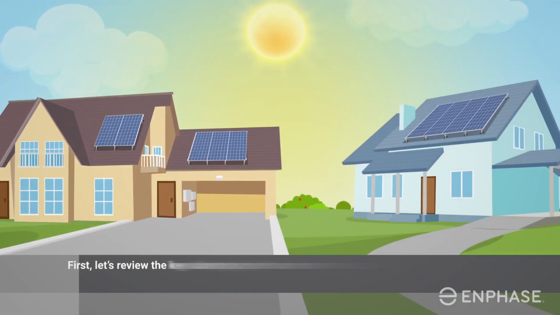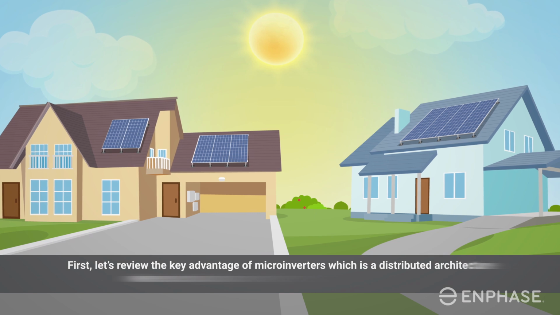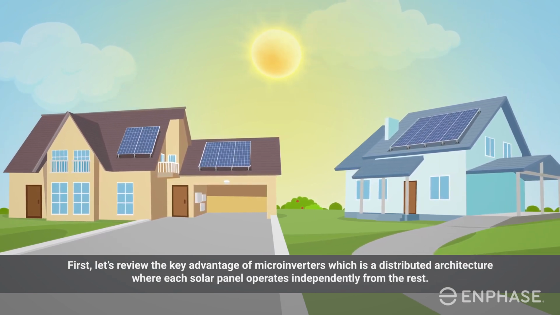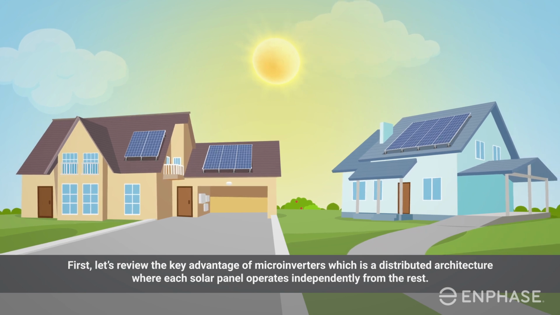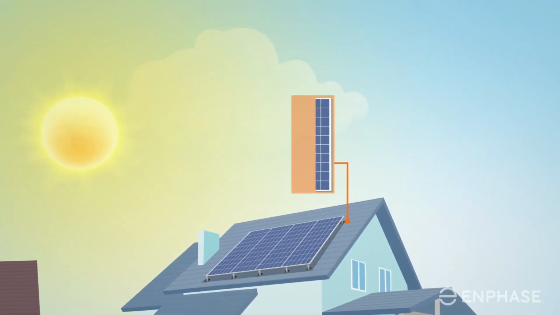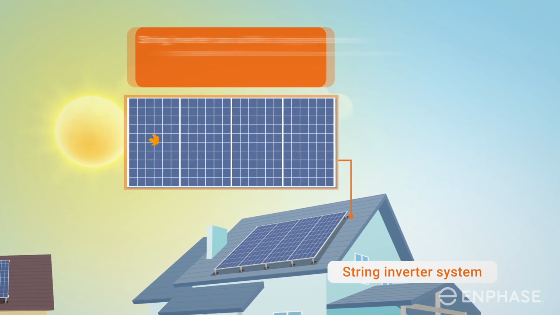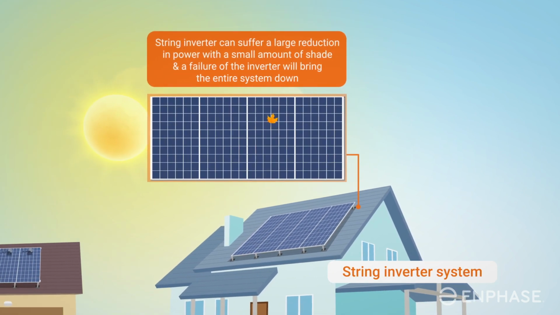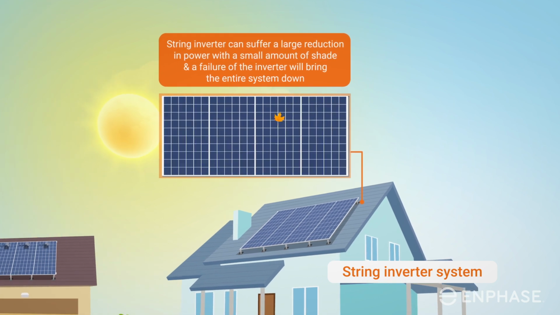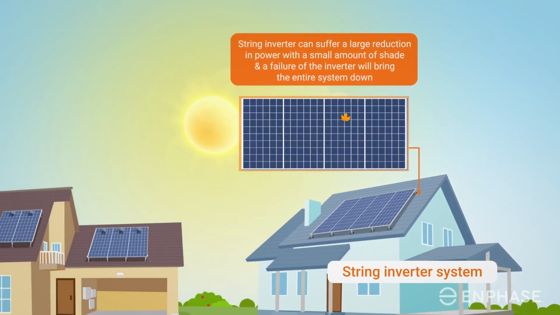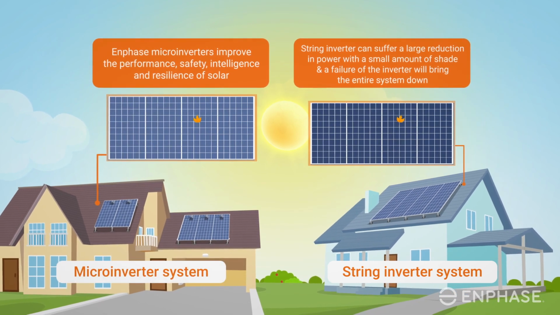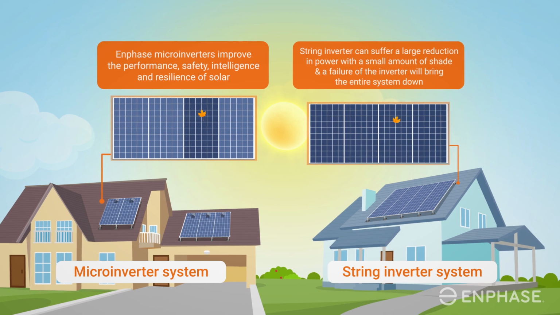First, let's review the key advantage of microinverters, which is a distributed architecture where each solar panel operates independently from the rest. A system with the alternative centralized technology with a string inverter can suffer a large reduction in power with a small amount of shade, and a failure of the inverter will bring the entire system down. Enphase microinverters improve the performance, safety, intelligence, and resilience of solar.